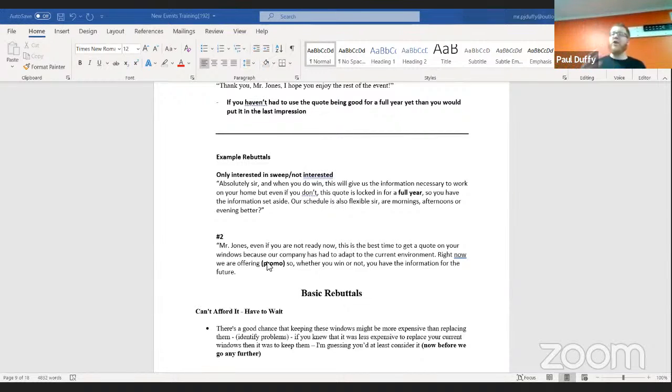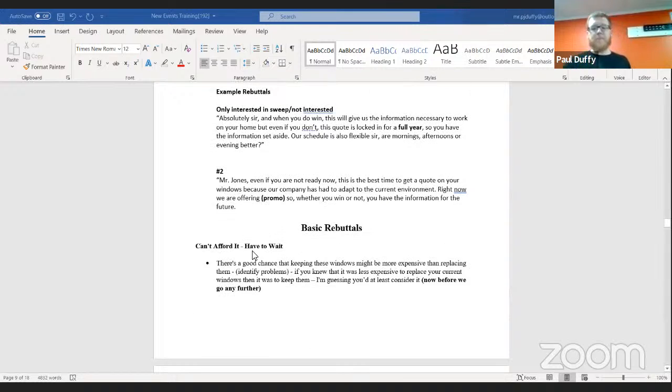Mr. Jones, again, confidently: Mr. Jones, even if you're not ready now, this is the best time to get a quote on your windows, because our company's had to adapt to the current environment with COVID, with it being wintertime. Right now, we're offering a buy one, get one 40% off, for example, and no money down, no interest, no payments, 12 full months. So whether you win or not, you have the information for the future. Okay. Simple. Okay.